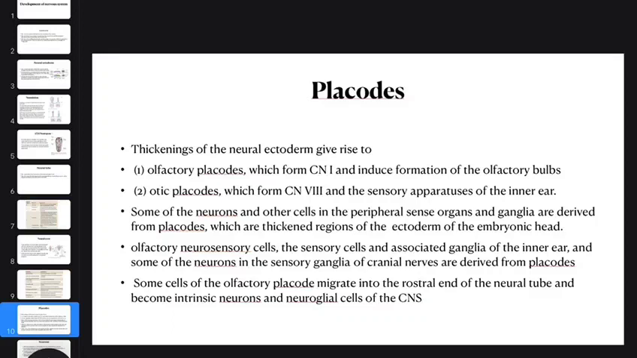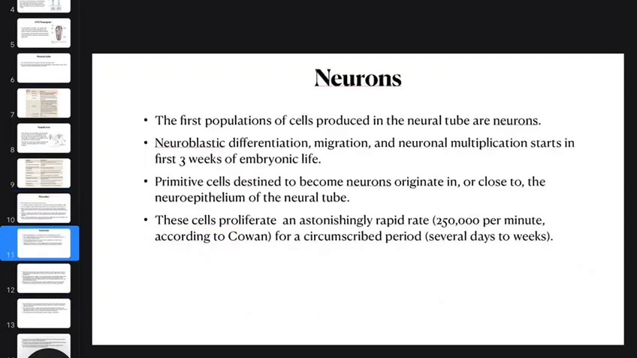Some of the neurons and the other cells in the peripheral sense organs and the ganglia are derived from the placodes, which are the thickened regions of the ectoderm of the embryonic head. Olfactory neurosensory cells, the sensory cells and the associated ganglia of the inner ear, and some of the neurons in the sensory ganglia of the cranial nerves are derived from the placodes. Some cells of the olfactory placode migrate into the rostral end of the neural tube and become intrinsic neurons and the neuroglial cells of the CNS.